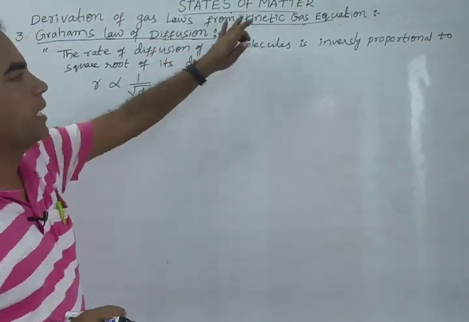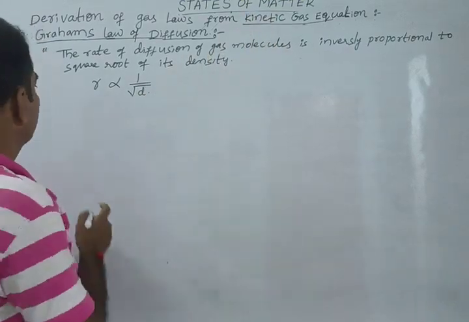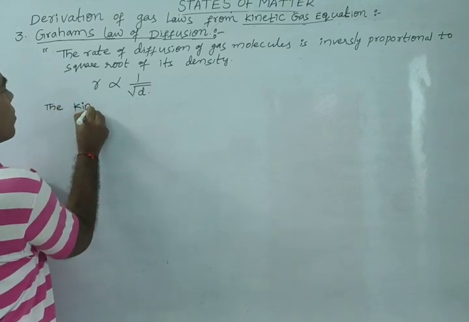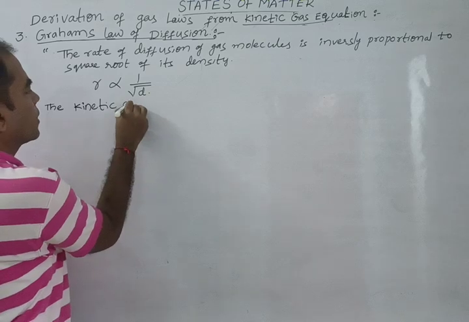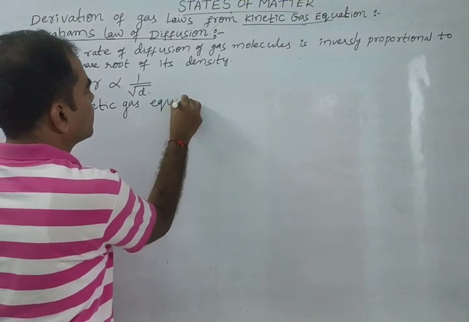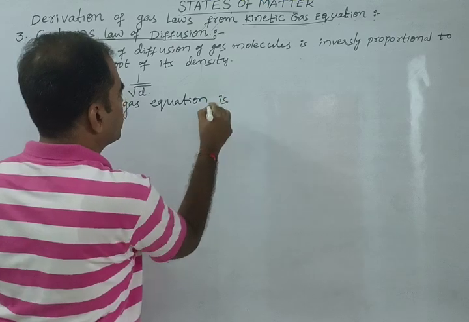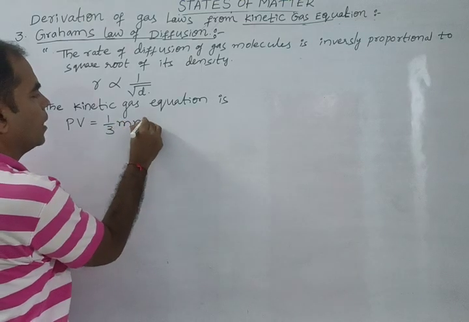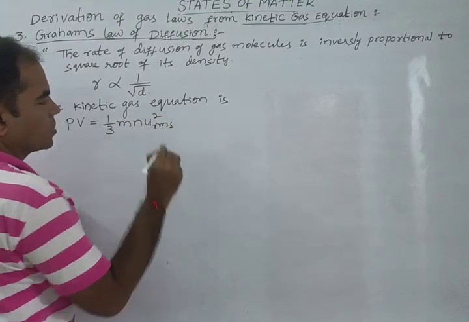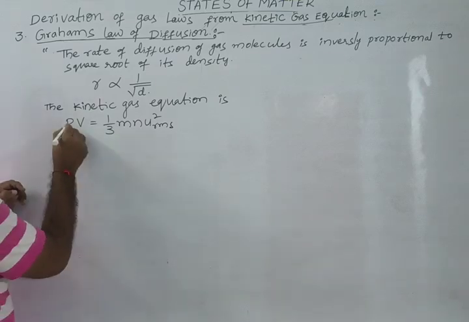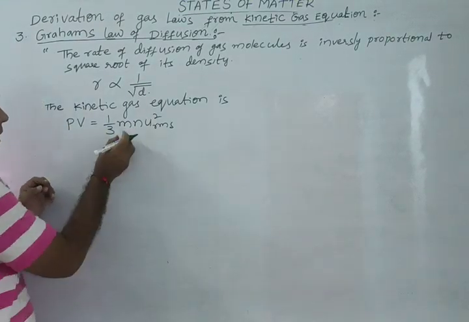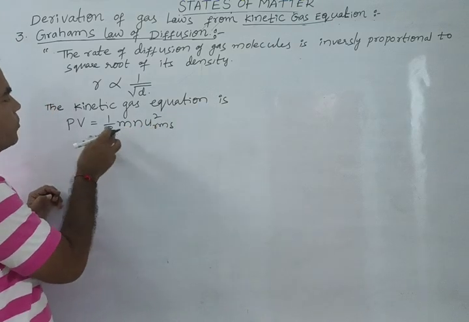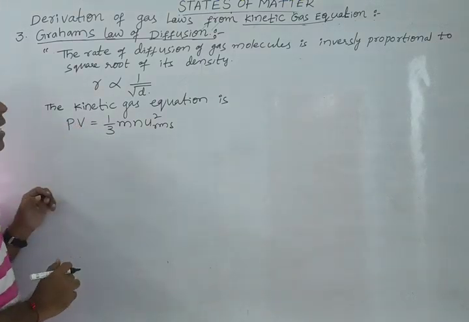Okay. Now, how can we derive Graham's law of diffusion from the kinetic gas equation? The kinetic gas equation is PV equals 1 by 3 mn u square RMS. So this is the kinetic gas equation. See here, m is the mass of the gas, n is the number of moles, u square RMS is the mean square velocity. Here P is the pressure and V is the volume of the gas.